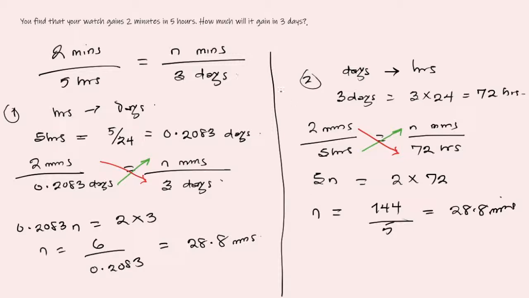So this is just to prove that it doesn't matter what you change when you're solving proportions. The most important thing is that both sides of the proportion carry the same units. And that's the key to solving proportions.